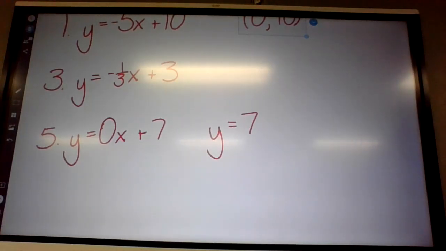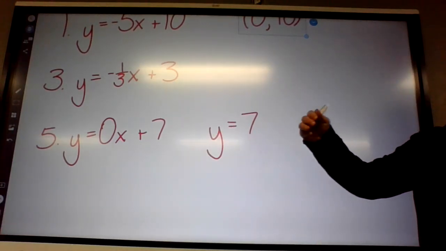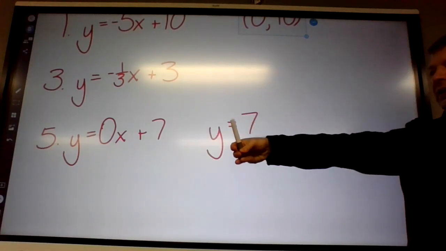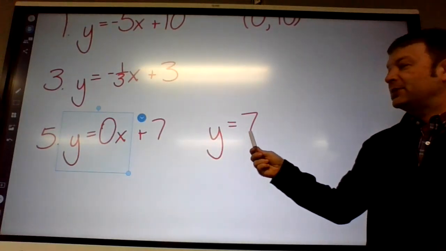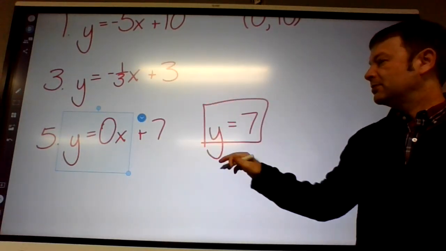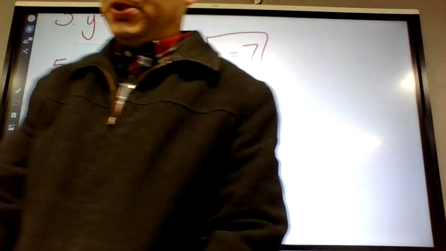Do you guys remember what this looked like on the graph? Yeah, it's a straight line. You go up to 7 on the y-axis and draw a horizontal line. And the slope is 0, but you can't see the slope because it usually looks like this. Okay, done with the easy section.